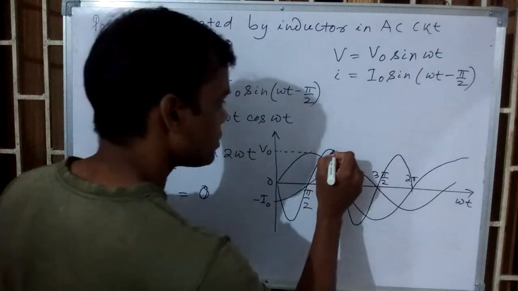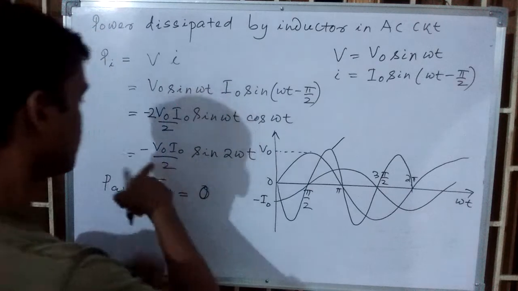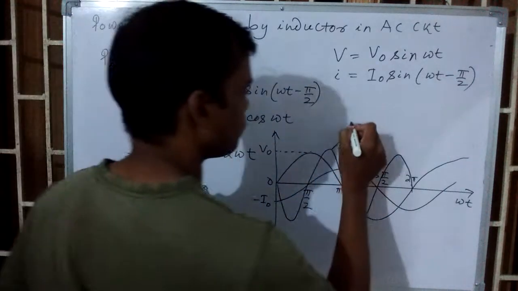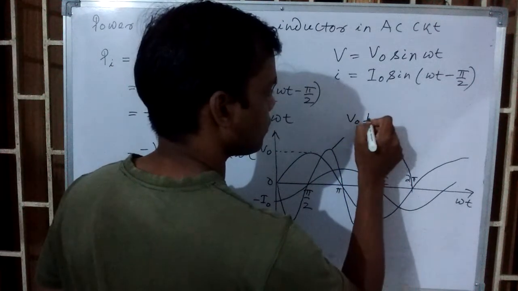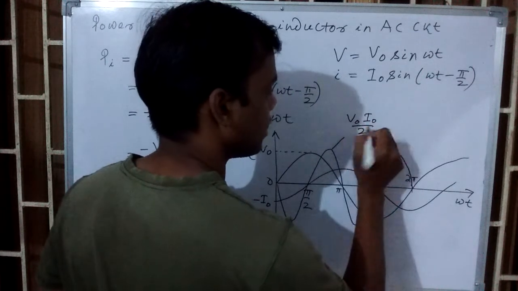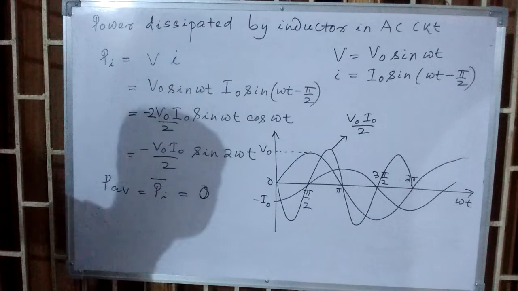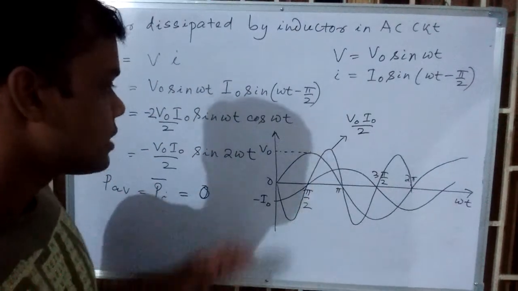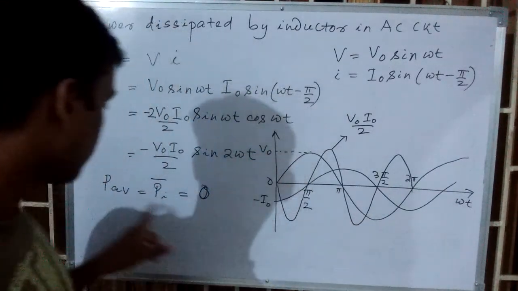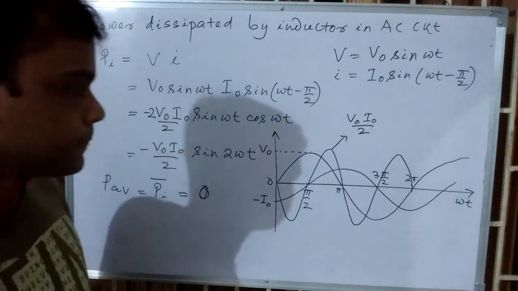Now this is obviously the amplitude of power, that is V naught I naught by 2. Okay, now the waveform is complete. Now we shall try to understand how this average power is becoming 0.